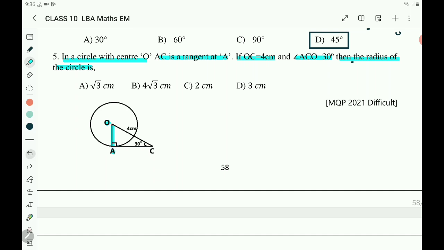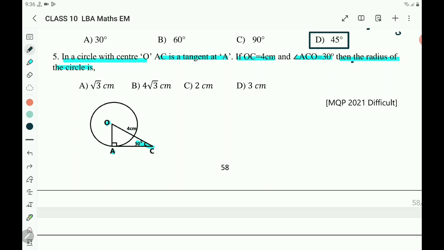Here what we have to find out? We have to find the radius OA. And which angle is given? Angle C is given. For angle C, OA is the opposite side. And what is given here? OC. OC is the hypotenuse. So which trigonometric ratio is having opposite side and hypotenuse? That is sin theta. So we have to use sin C. Sin C is equal to opposite side OA by hypotenuse OC.